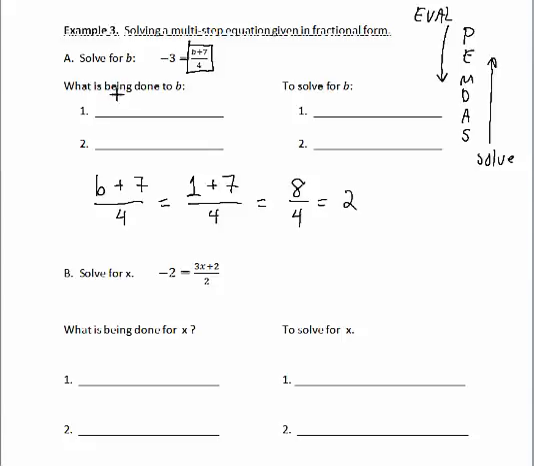So our steps would be add 7, divide by 4, reverse the list and undo each step. I would write multiply by 4, subtract 7. So these are the steps that we will actually use to get the b by itself.